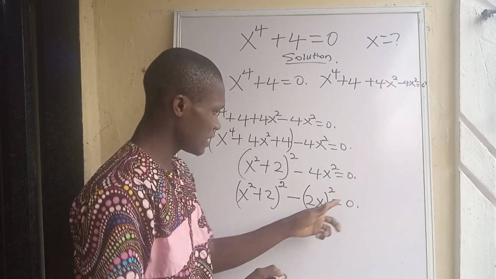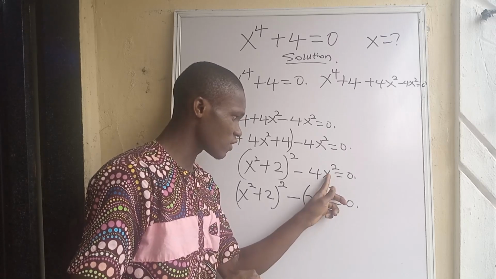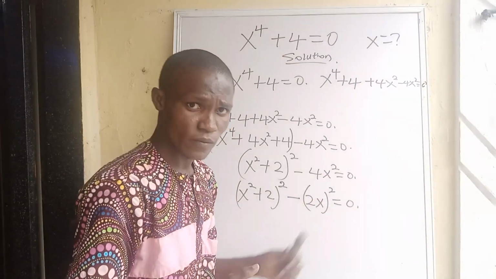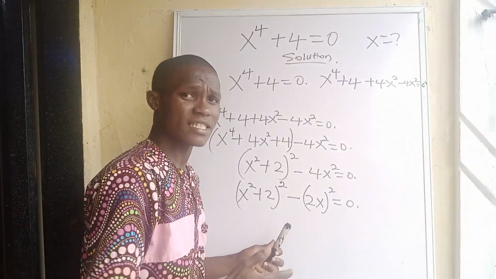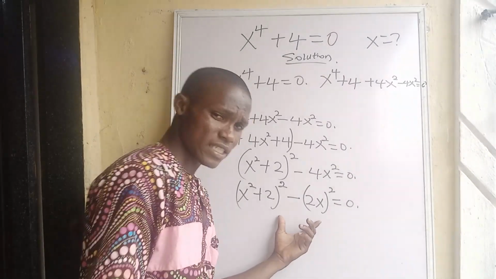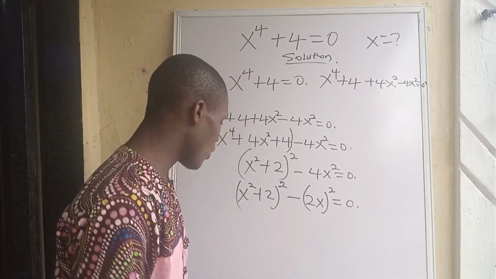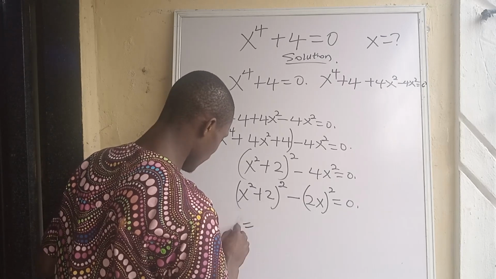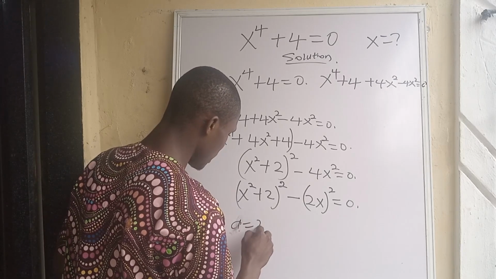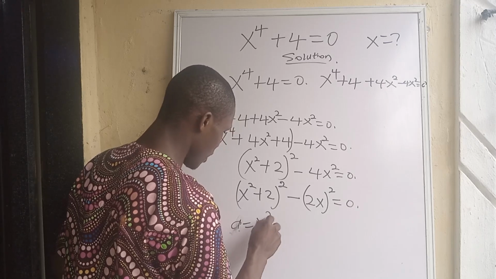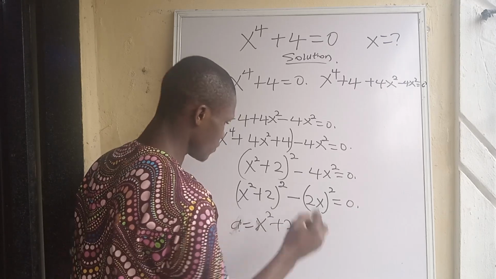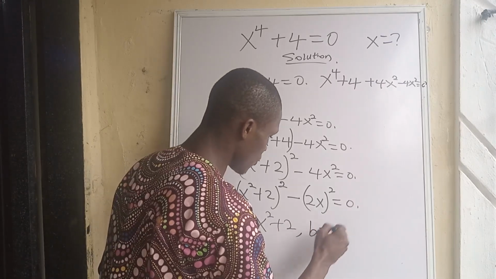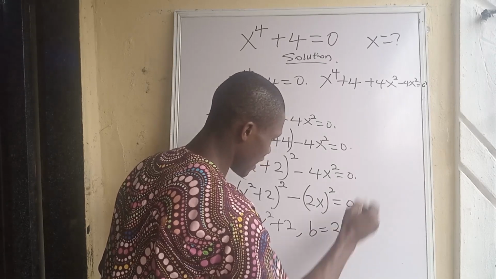Because if I put in this, it's going to give me 4, then put in this, it is going to give me x to the power of 2. So the equation still remains the same. Having done the whole of this, we are going to say, let's take a to b. This is a. A equals x to the power of 2 plus 2, and b equals 2x.